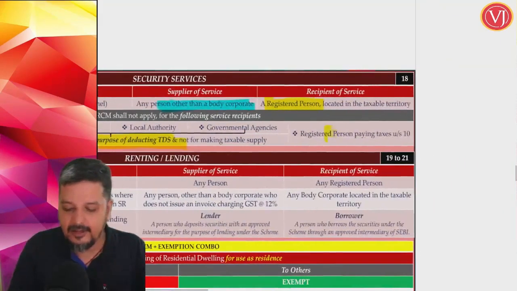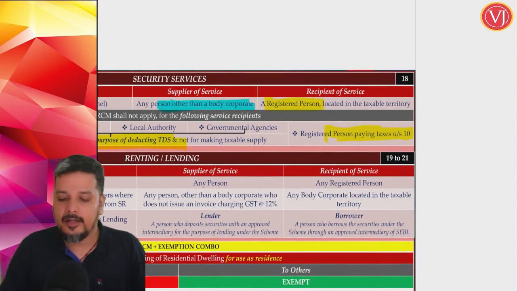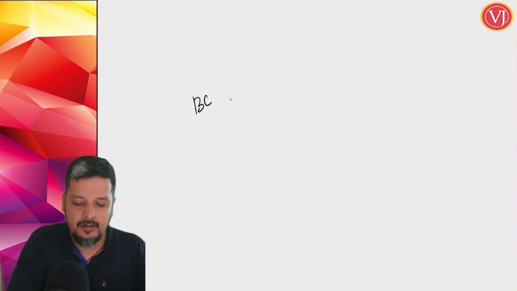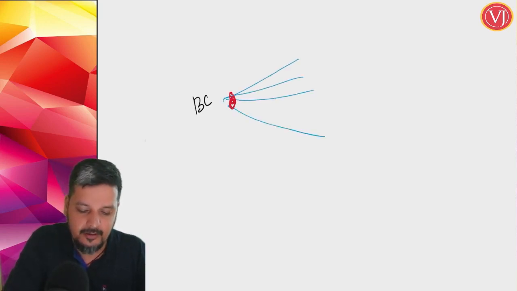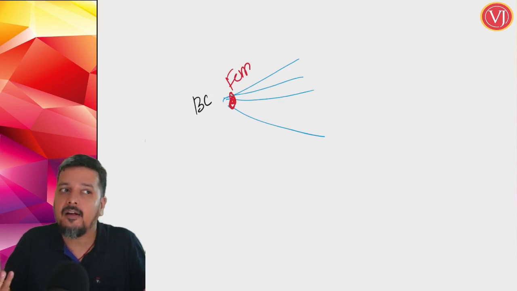Not being registered under composition scheme. So we are not able to understand what it is. If at all I tell the supplier is a body corporate, the recipient can be anyone. It is always under FCM, because the supplier is a body corporate.